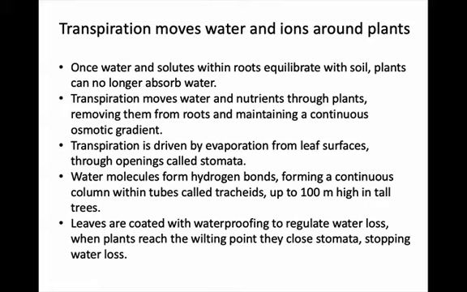The way that it works is that once water arrives in the leaves, it's hydrogen bonded to a continuous column of water molecules all the way down the stem of the plant and into the roots. And so as water is removed from the leaf, it pulls that continuous column of water up through the stem. Leaves are coated with waterproofing to ensure that most evaporation happens through the stomata, which can be tightly controlled.